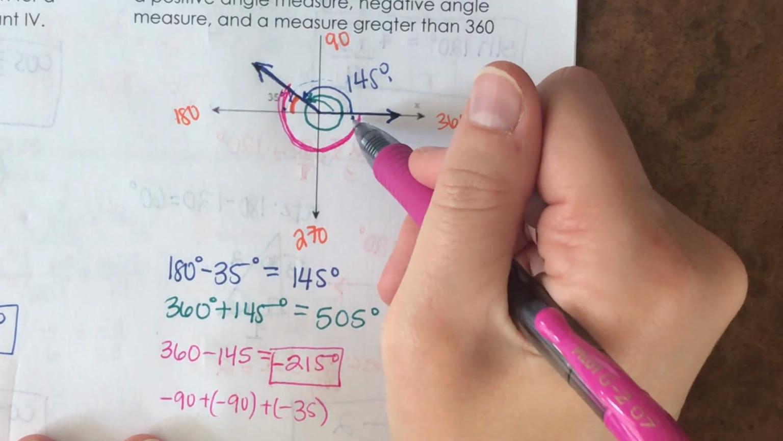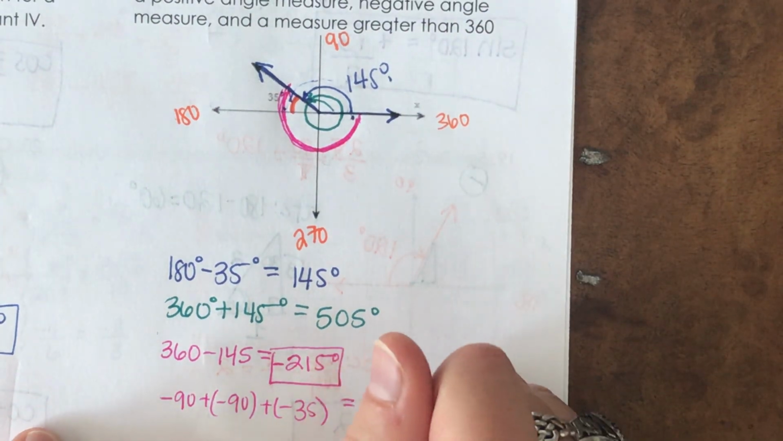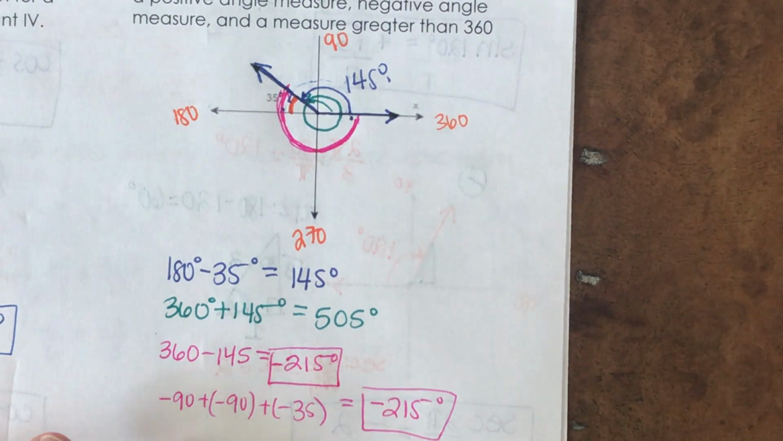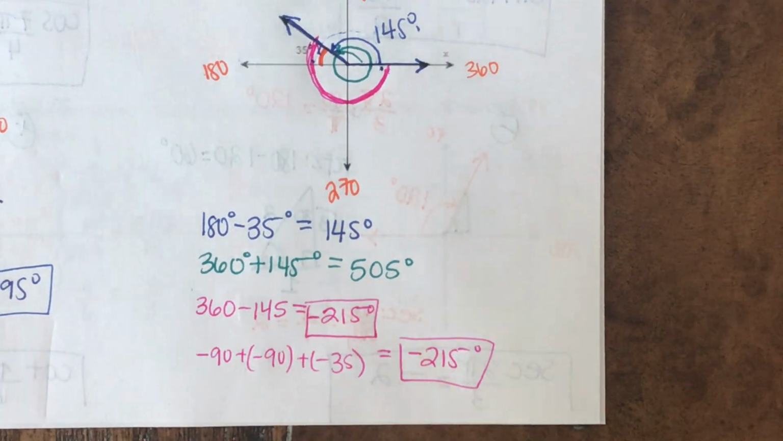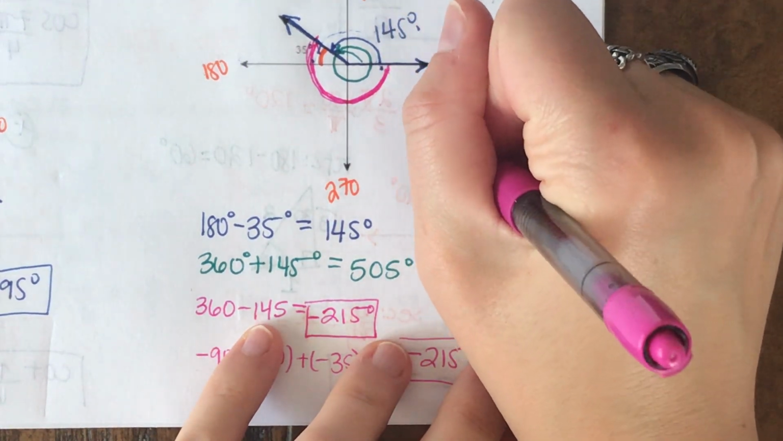You can do it that way as well, right? So you're adding this piece plus this piece plus this piece. Again, you're still going to get negative 215 degrees. And there you've got it. You've got one picture as a positive angle, a negative angle, and a measure greater than 360. So those are all considered coterminal angles.